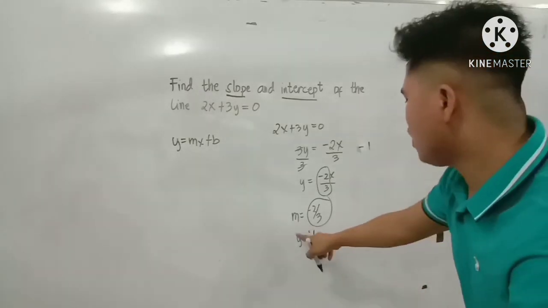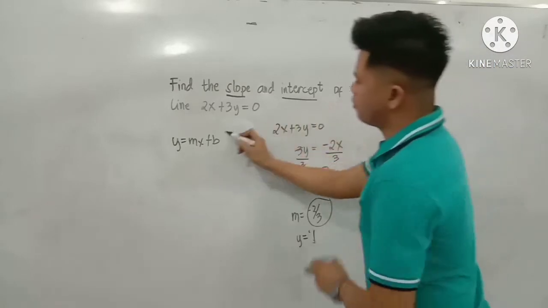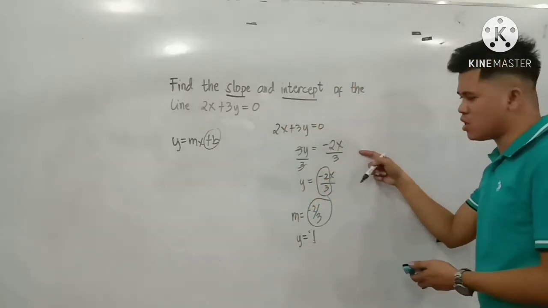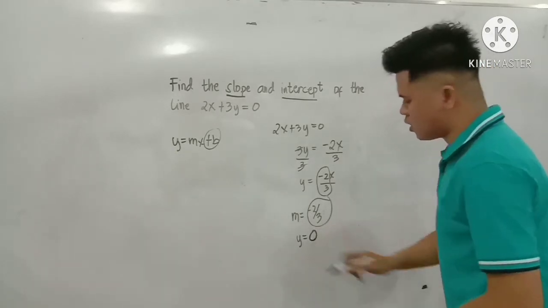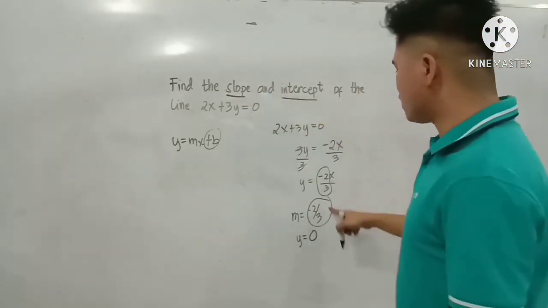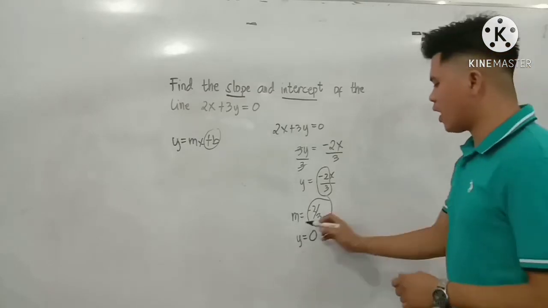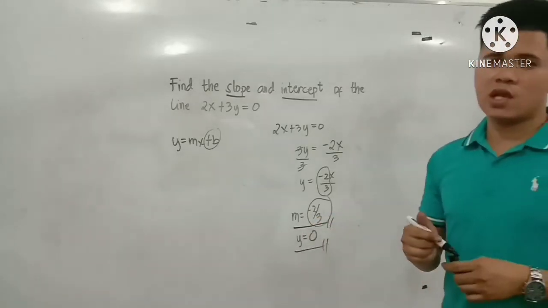Again, the y-intercept is the constant. This one, our b. Then since we have no constant here, automatically our y is 0. So, our slope is negative 2/3 and our y is 0. This is our answer. So I hope it is clear.